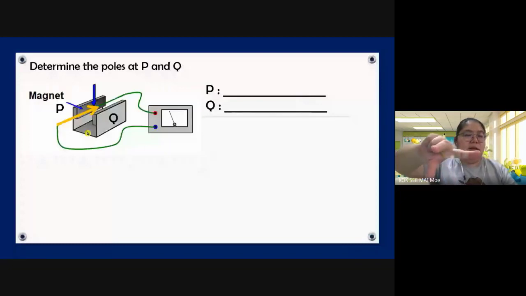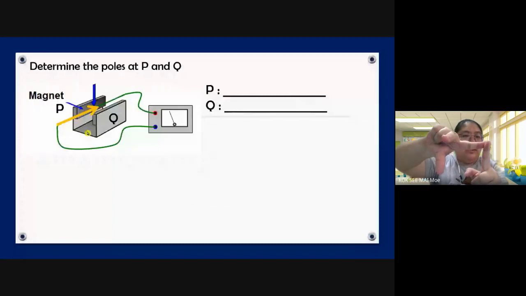My first finger points to the left hand side. Left hand side means what? This is north, and this, my finger tip, is south. North, then this one south. So this one is Q and this one should be P.